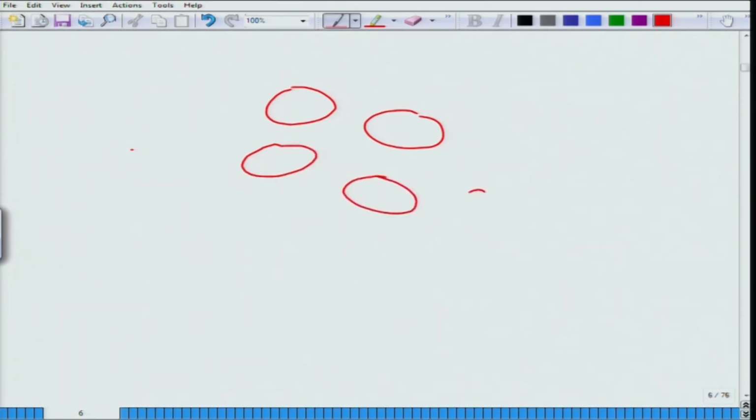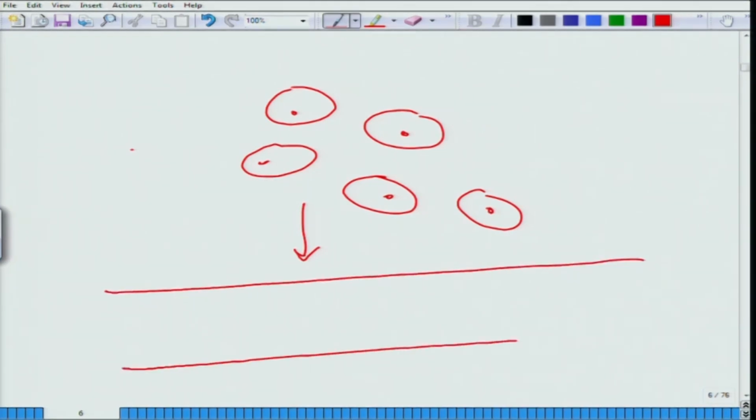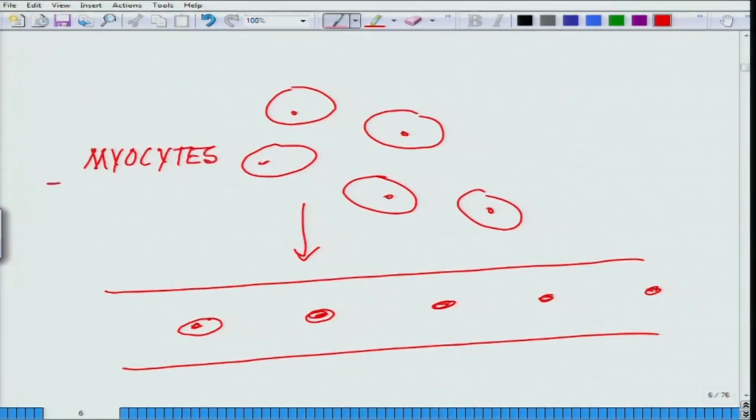So, as of now, what we have learnt about is, you have individual muscle cells. I have already discussed this part. Okay. These muscle cells are coming close to each other and forming the myotubes. These are the nucleus, these are the nucleus, these are the nucleus. Okay. So, these are the myocytes and these are the myotubes. And eventually it forms myofibers and everything.